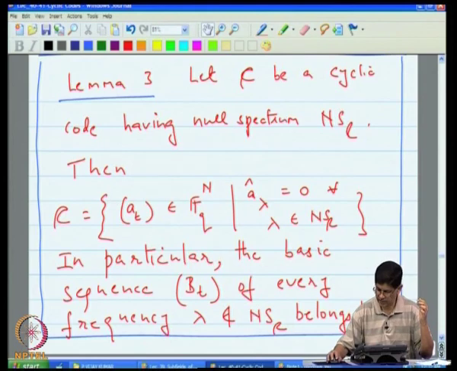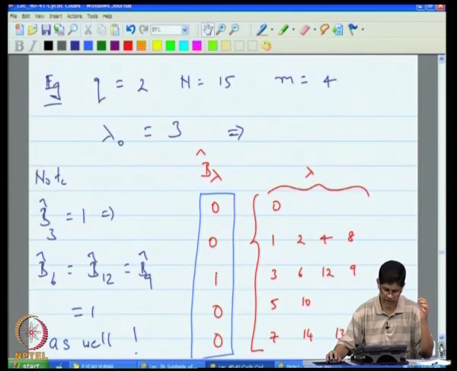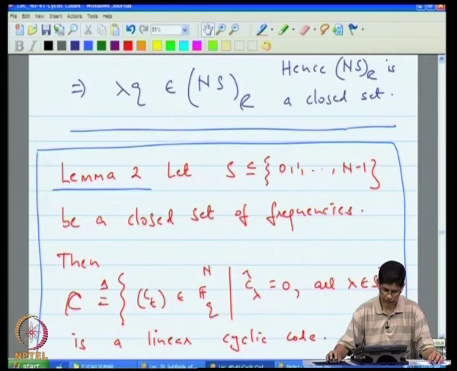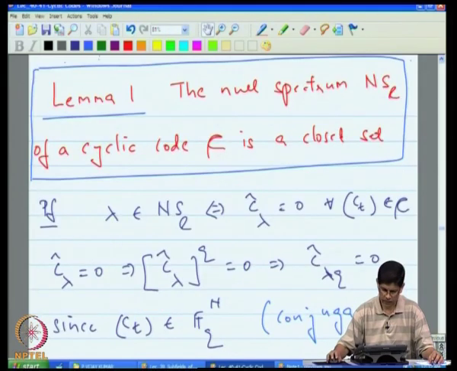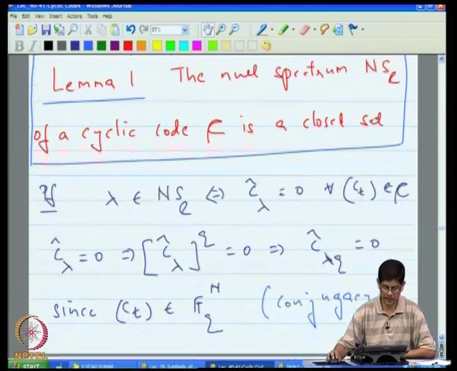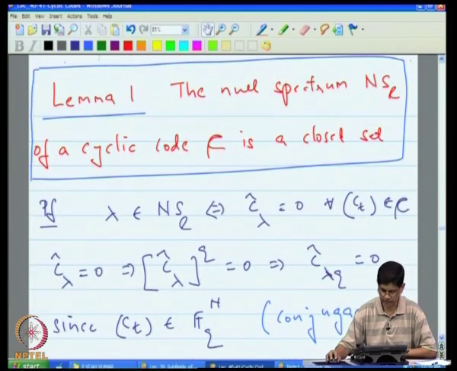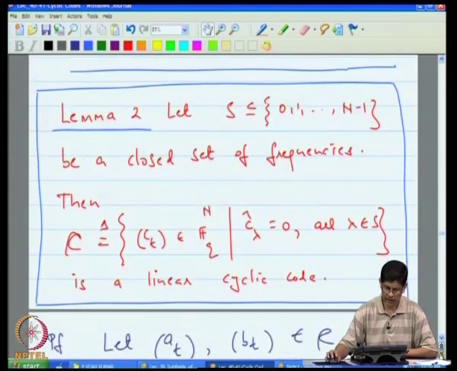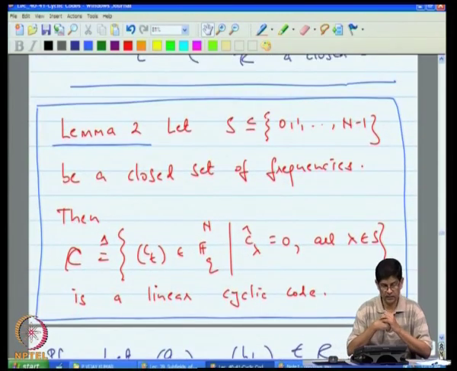So, once again let us recap the three lemmas that we have. The first lemma says that the null spectrum of a code is a closed set. The second lemma says that the set of all vectors whose null spectrum is a closed set is actually a linear cyclic code.